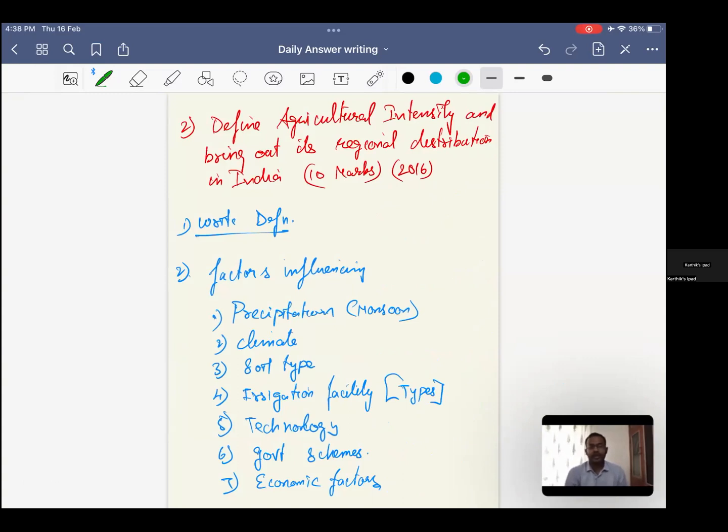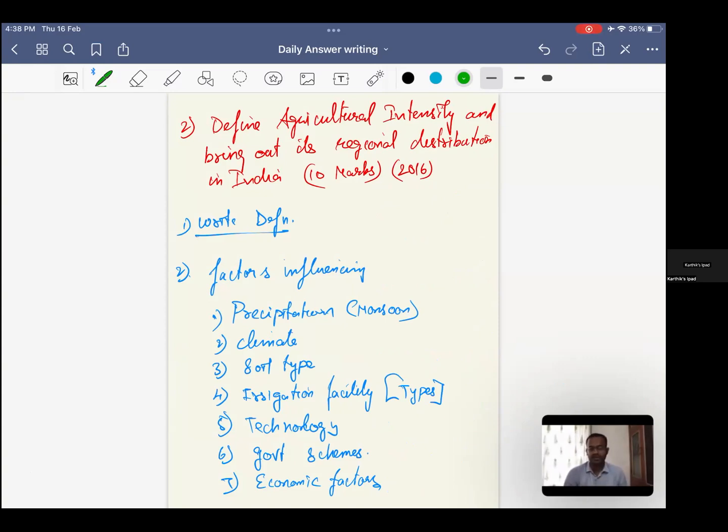Define agricultural intensity and bring out its regional distribution in India. Right. It's a very straightforward question, so I'm not going much into it. Write the definition, it is a 10-mark question. Write the definition of what agricultural intensity is, and then speak with respect to the factors influencing it: precipitation, climate, soil type, irrigation facility, technology, government schemes, economic factors.